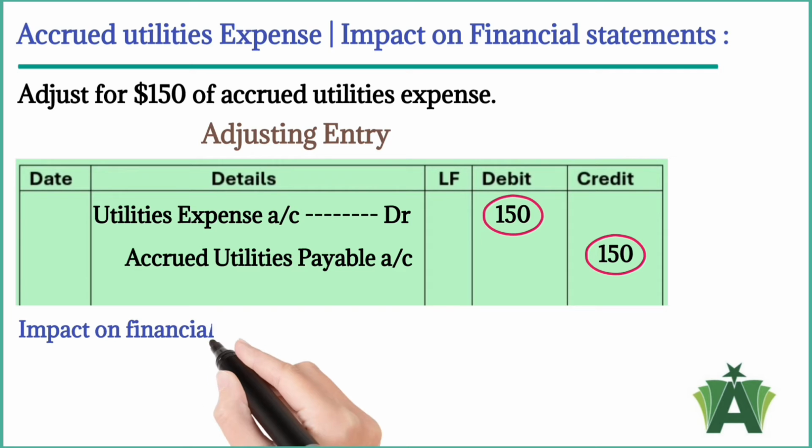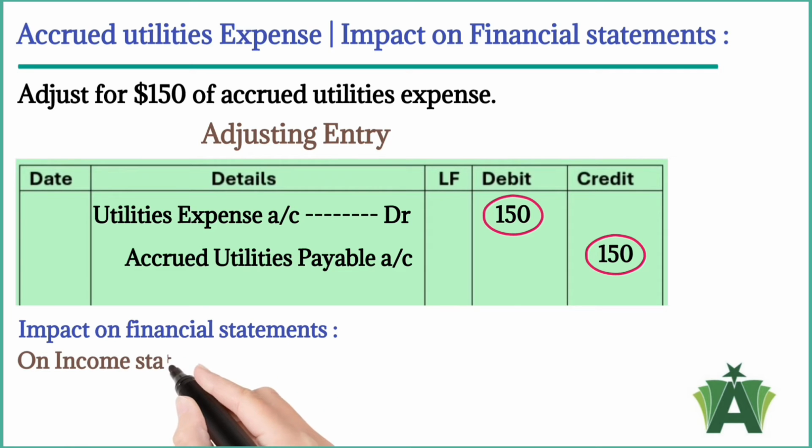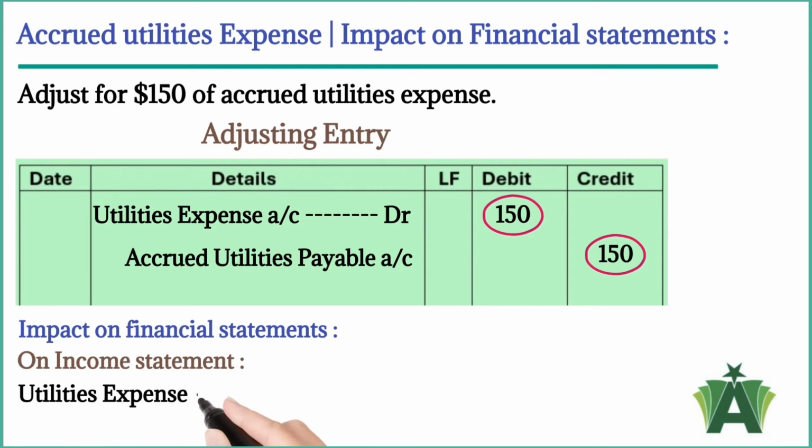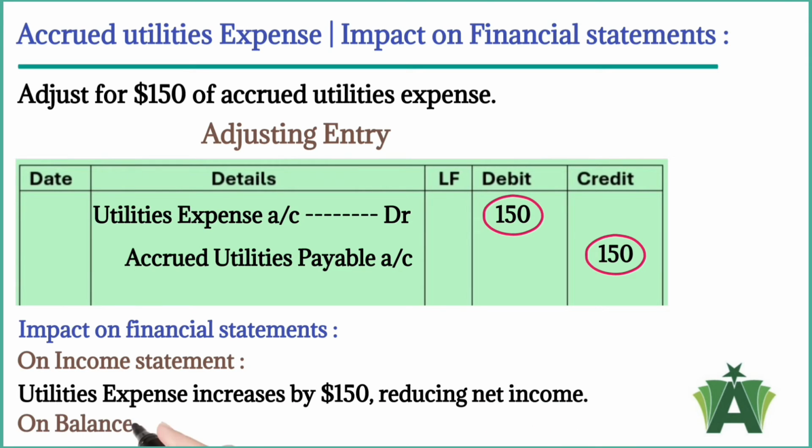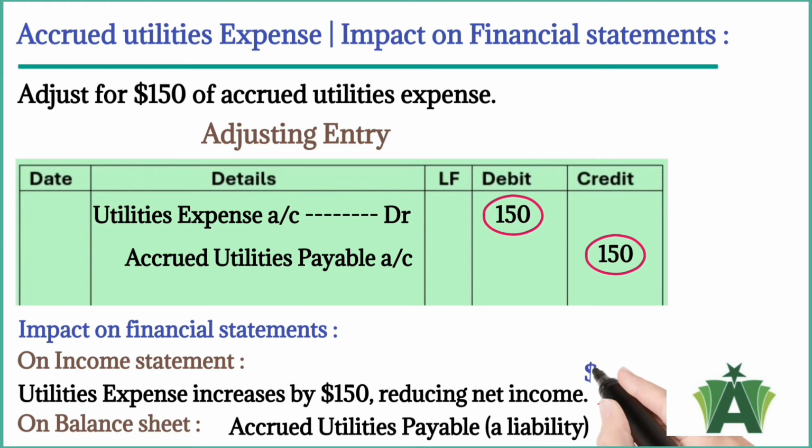Impact on financial statements. On income statement, utilities expense increases by $150, reducing net income. On balance sheet, accrued utilities payable, a liability, increases by $150.